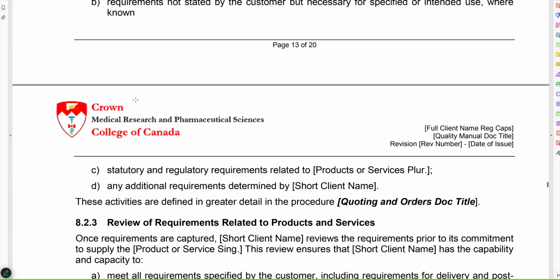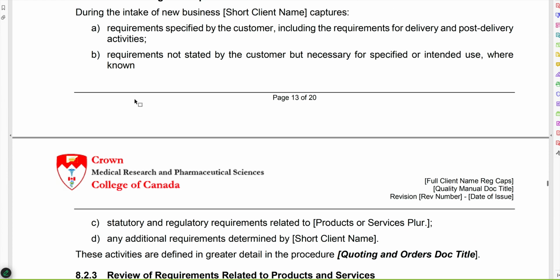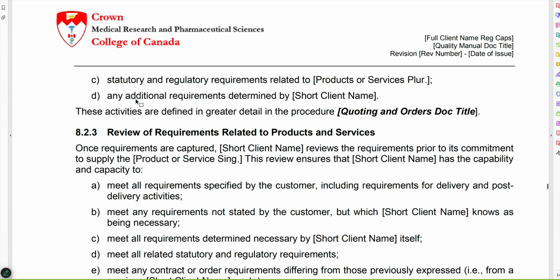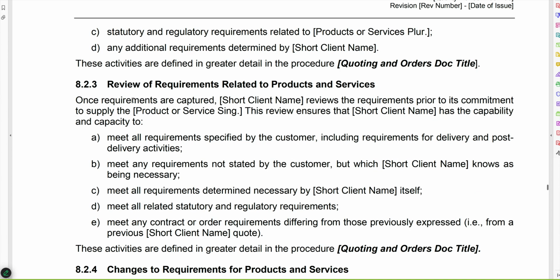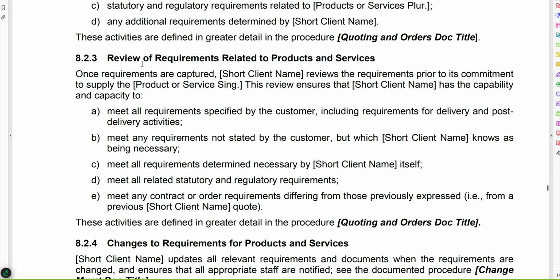So I invite you again to read these points as well. Then for section 8.2.3, we have to talk about the review of requirements related to products and services. So again, we write the following. Once requirements are captured, the company reviews the requirements prior to its commitment to supply the product or services.